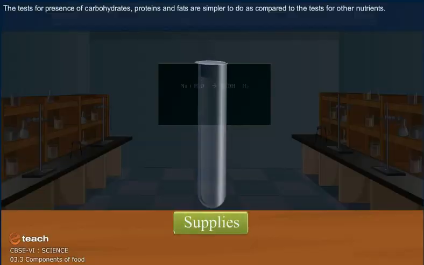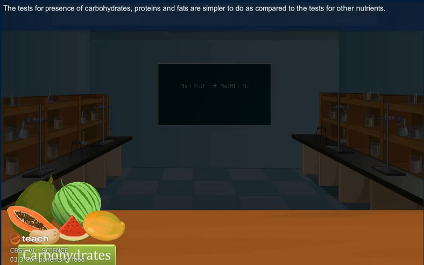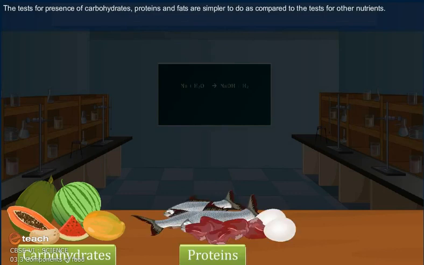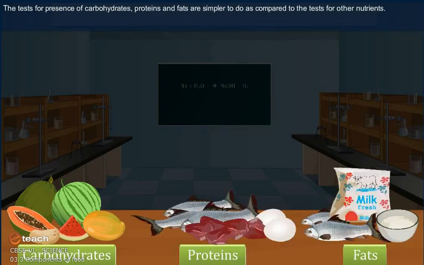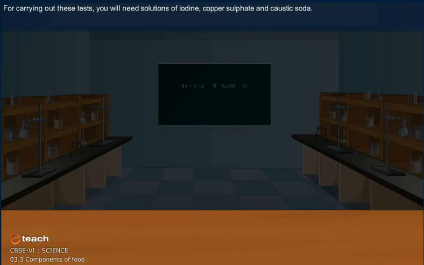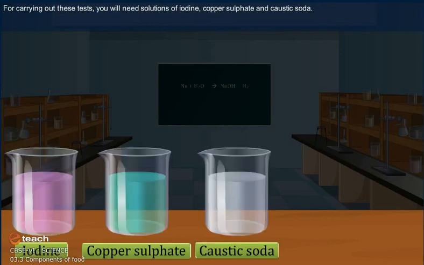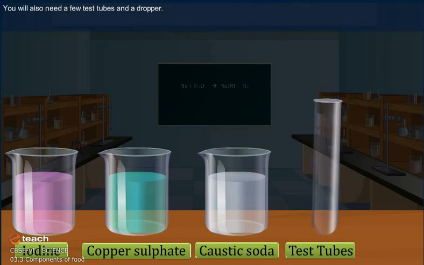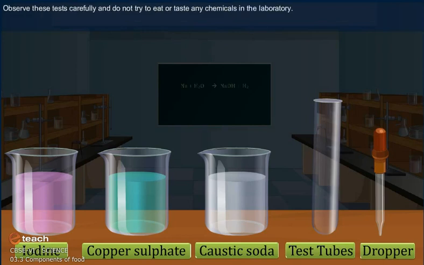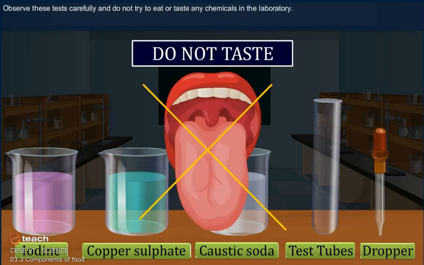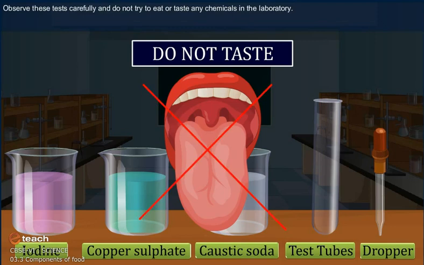Supplies. The test for presence of carbohydrates, proteins and fats are simpler to do as compared to the test for other nutrients. For carrying out these tests, you will need solutions of iodine, copper sulfate and caustic soda. You will also need a few test tubes and a dropper. Observe these tests carefully and do not try to eat or taste any chemicals in the laboratory.